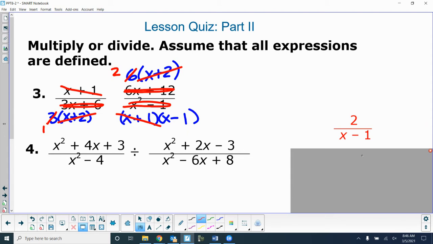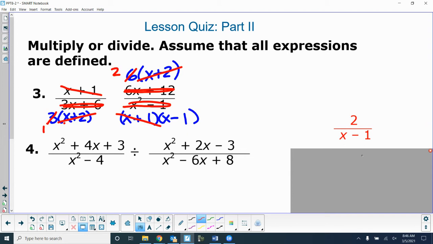What would be the restrictions? 1, -1, and -2, if we had to. Okay? But we're not worried about that on this multiplication and division. All right? When we're just simplifying, when they're going to tell us or ask us to find any values for the variable that makes it undefined, which means restriction.